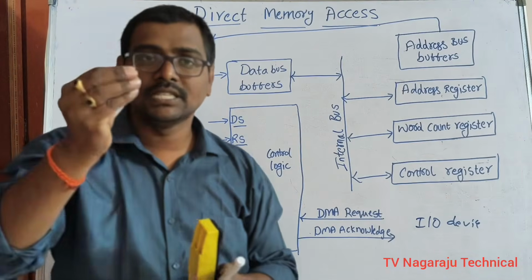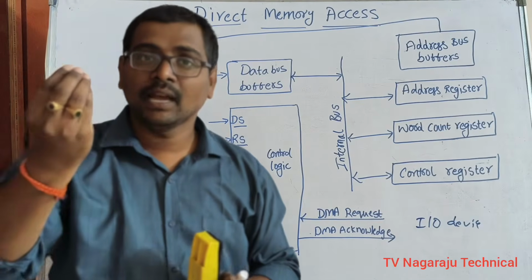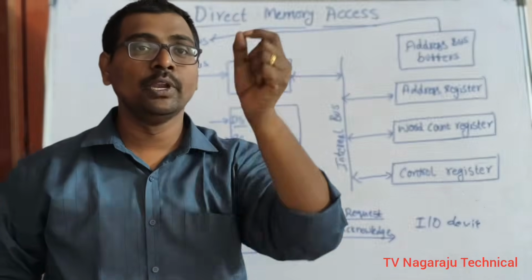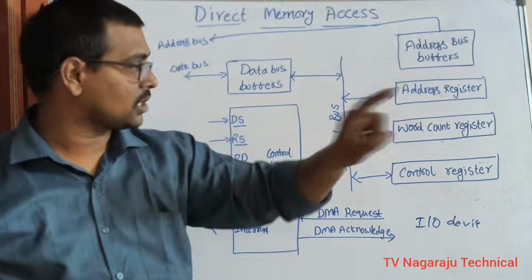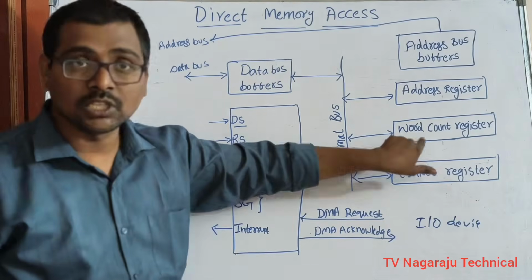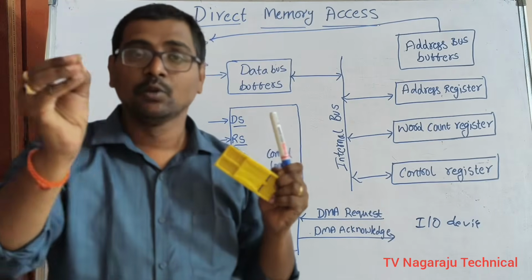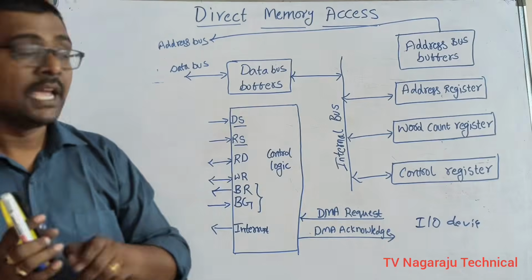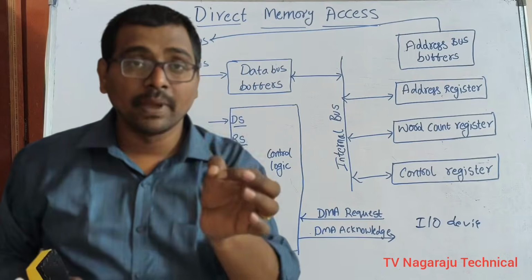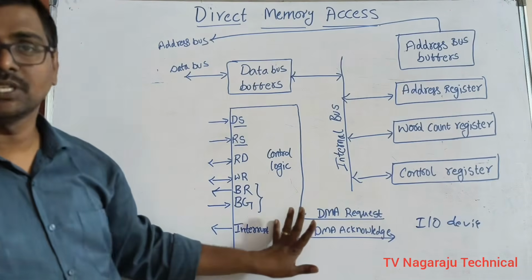Address register, in the sense, simply specifies the memory location where our data is available for a read operation, or the location where you need to store the data for a write operation. Simply the location, the memory location. Word count register: how many words we want to transfer. Suppose I need to transfer 10 words, 20 words, 30 words. For each and every transfer operation, the word count value is decremented by 1. Whenever the word count is equal to 0, obviously the DMA stops its execution.